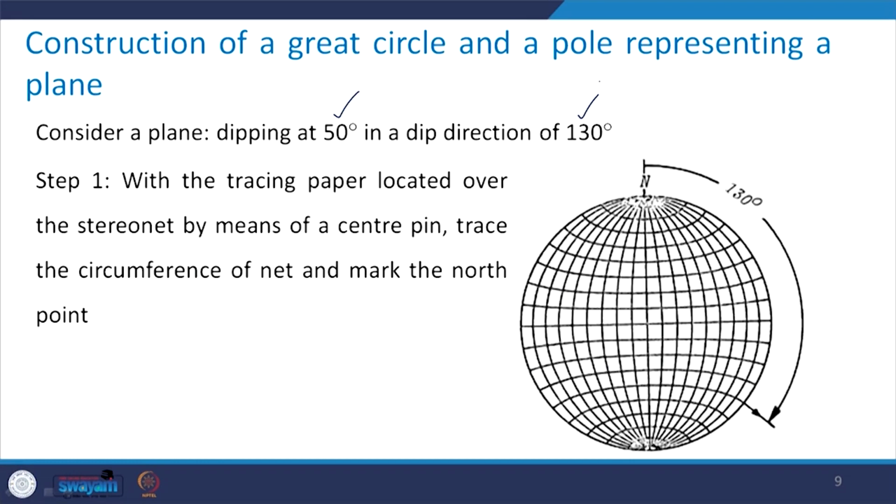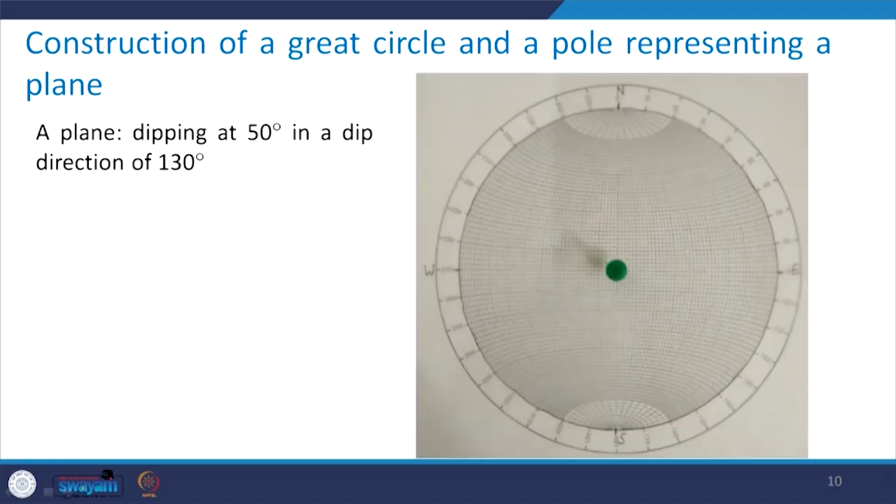So, the plane has a dip of 50 degree and a dip direction of 130 degree, and that is to be represented on a 2D plane by means of a great circle and a pole. How to do that? Step 1 will be that we take the tracing sheet, say this is your stereo net, we put the tracing sheet on top of this and put a center pin, and we trace the circumference of the net and mark the north point. This is how we are going to do it.